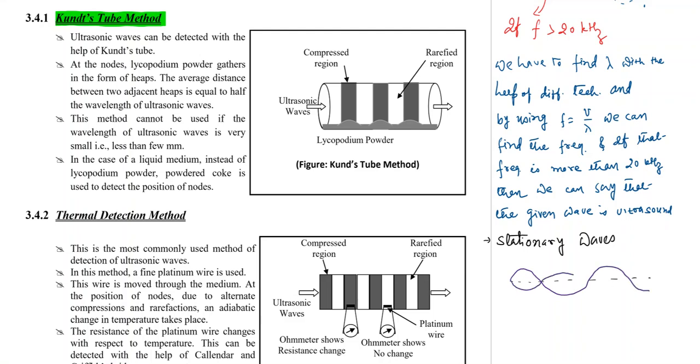These are the stationary wave patterns. These are the number of loops. These points are nodal points, and the maximum amplitude points are called antinodal points. The difference between any consecutive nodes or any consecutive antinodes is equal to lambda by 2. So we know that in the stationary wave pattern, the difference between two nodal points or between two antinodal points is equal to lambda by 2.